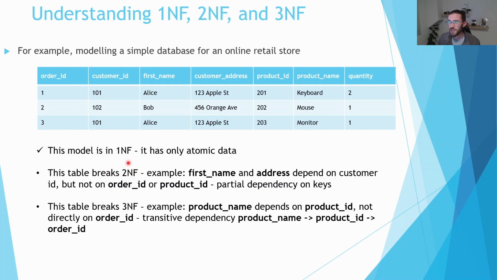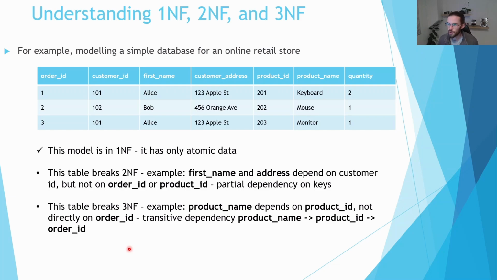Then further, it breaks third normal form as well. So for example, product name depends on product ID, but not directly on the other key of order ID, right? The product name is not directly dependent on which order it appears in, but this forms a transitive dependency, i.e. product name implies product ID, which then implies order ID. It's not a direct relationship, so this breaks third normal form.